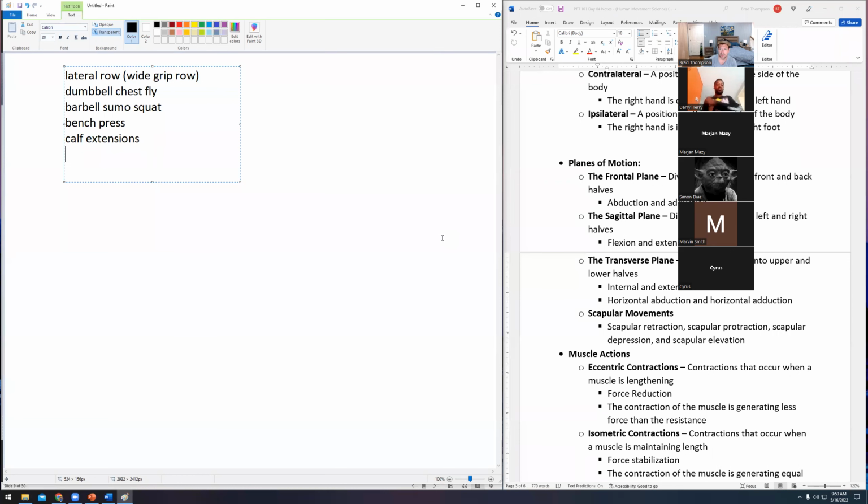Okay, so let's take a look and we're going to analyze what planes these are in, because here's the thing. There are going to be multiple joint actions here. Oh, I see a chat bubble. Oh, Alexis with the burpees. Love that.